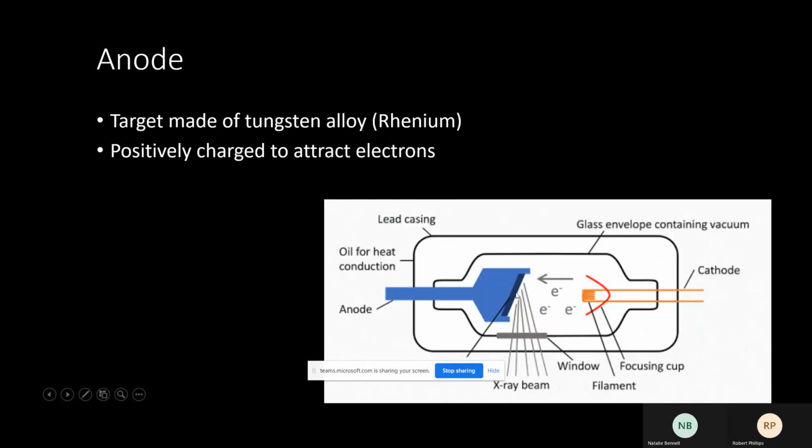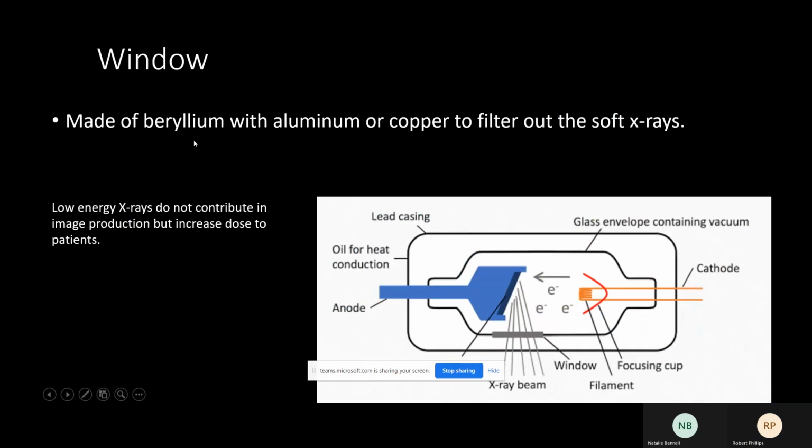Window through which X-ray comes out of X-ray tube is made up of beryllium with aluminum and copper to filter out soft X-rays. And these soft X-rays, also called low energy X-rays, do not contribute to the image production, but increase radiation dose to the patient.